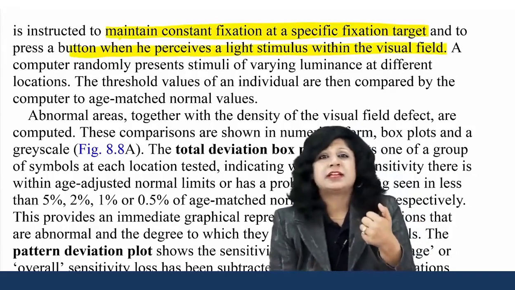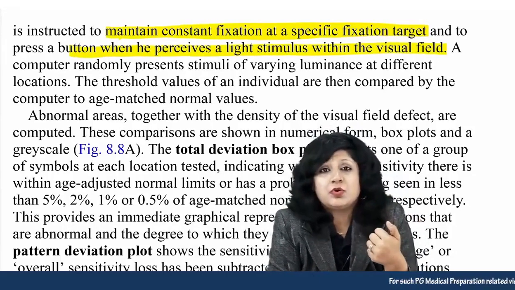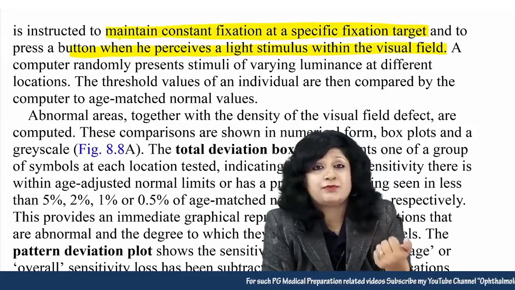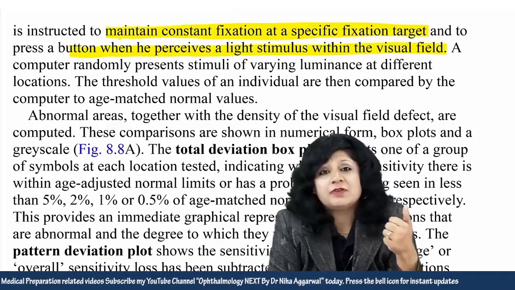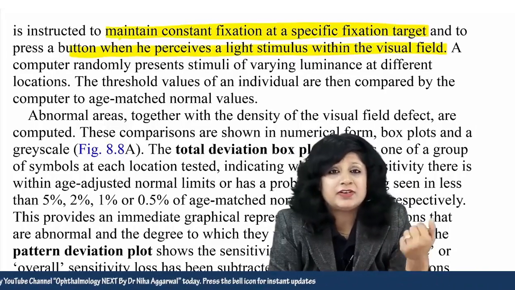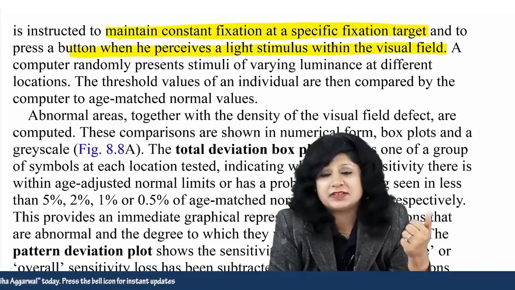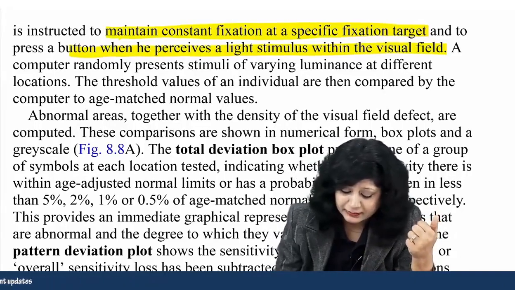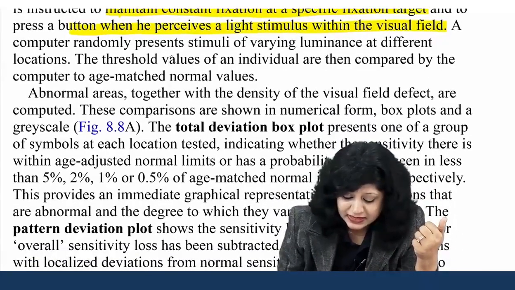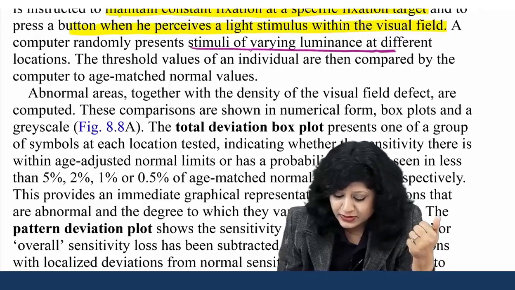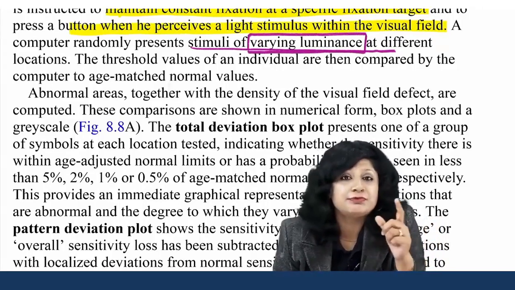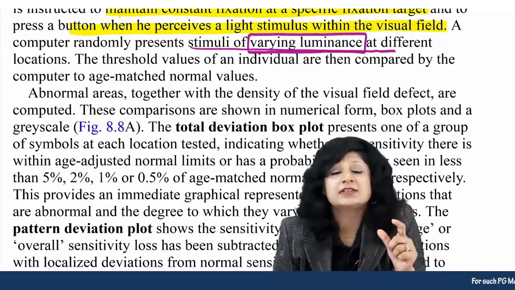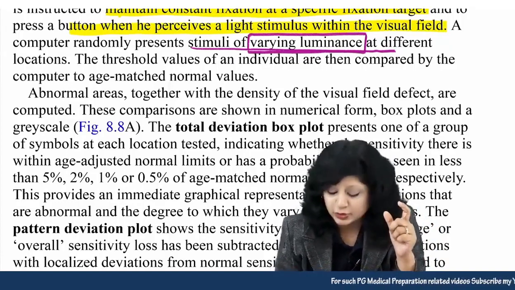And sometimes what happens is that though they may have seen it, they may be late in pressing the button, so that will also be missed. So they have to be very, very careful, and whenever they see the stimulus, they have to just press that button. A computer randomly will present the stimuli of varying luminance. When we are using static perimetry, we are using different degrees and intensities of luminance at the different locations.